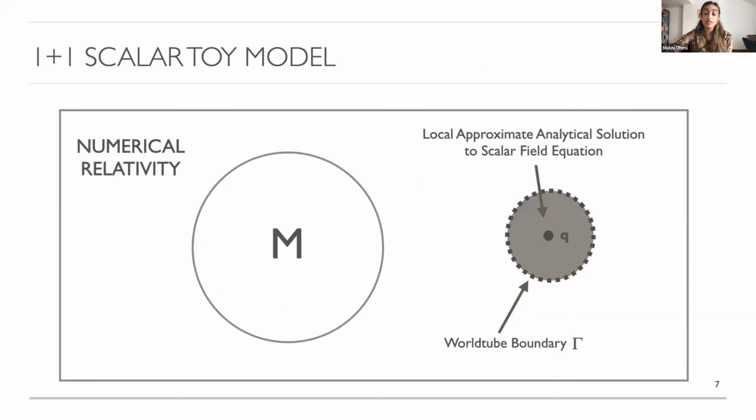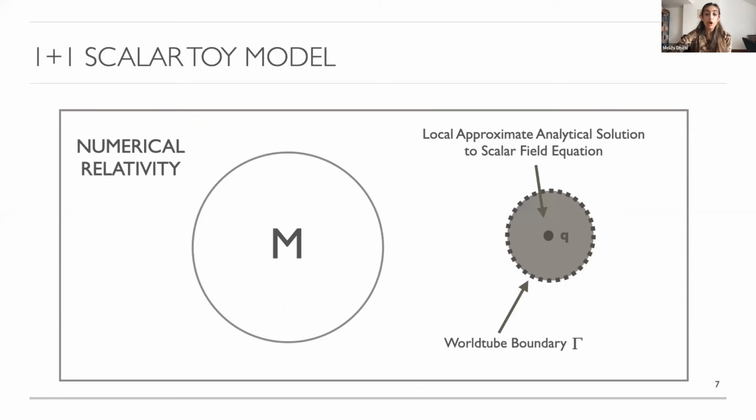So we started with the scalar toy model and replaced the smaller black hole with a scalar charge, because this was really the simplest model that captured enough physics to be relevant without having to worry about the Einstein field equations and the nonlinearity, but still really test the world tube architecture. And we fixed this scalar charge on a circular equatorial orbit around a Schwarzschild black hole. So it's a very simple problem.